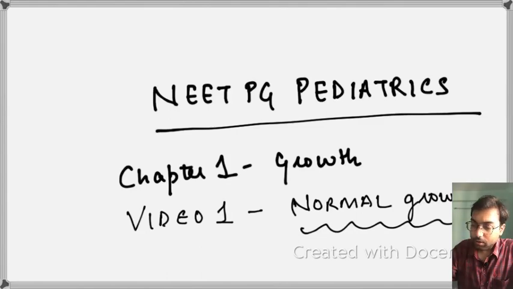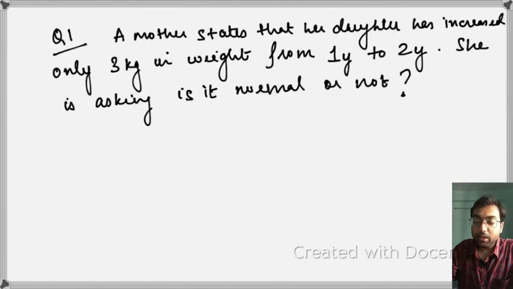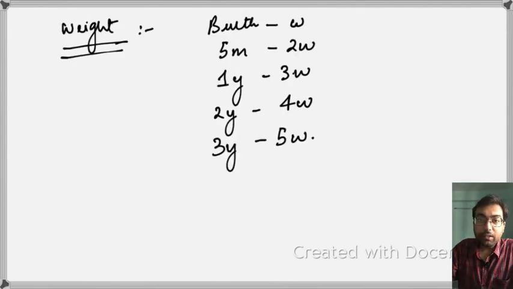growth of the child. So question number 1 is, a mother is saying that her daughter has increased only 3 kg in weight from 1 year to 2 years. She is asking, is it normal or abnormal? Means the question is saying that from 1 year to 2 years the weight has increased only 3 kg. So is it normal or abnormal? For that you will have to know about the weight pattern in children.